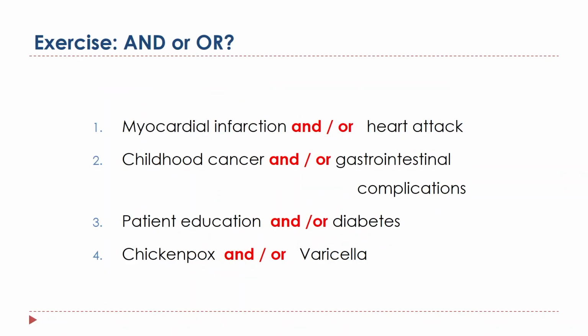So we'll do a really quick exercise right now to get used to choosing whether or not we should combine searches with and or or. So for the first one, for myocardial infarction and heart attack, since these are two terms for the same thing, we'll be using or to combine them. For childhood cancer and gastrointestinal complications, we'll be using and because they're two different concepts. For patient education and diabetes, we'll use and again. And then for chickenpox and varicella, we'll use or because both chickenpox and varicella are referring to the same concept.